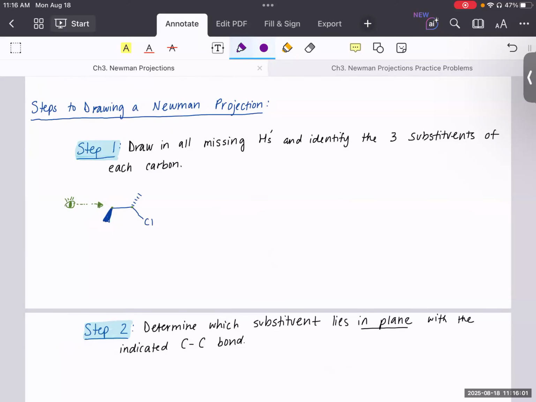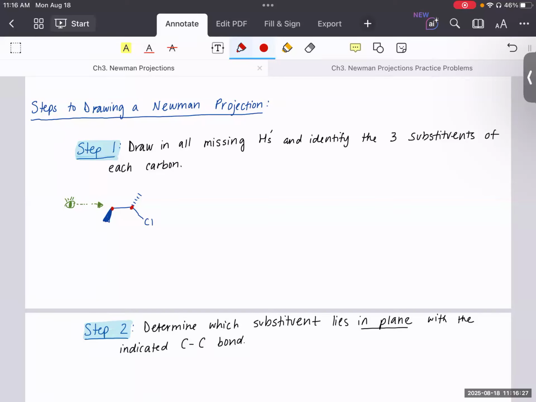All right, so let's go through the actual steps of how to take a skeletal structure and convert it to a Newman projection. So for this, I'm just going to work with this structure right here for all of these. And what we're asked to do is to draw the Newman projection given this view from the left side of the molecule going down this carbon-carbon bond in the middle.